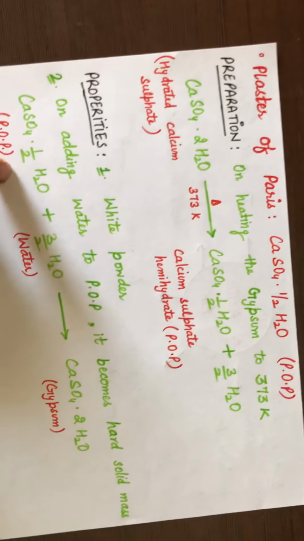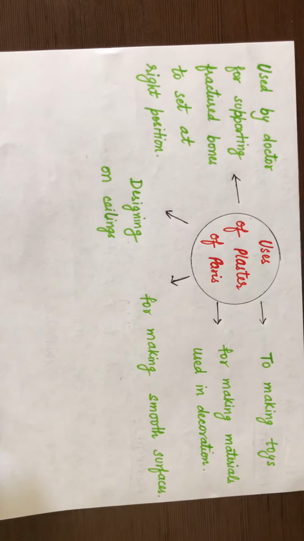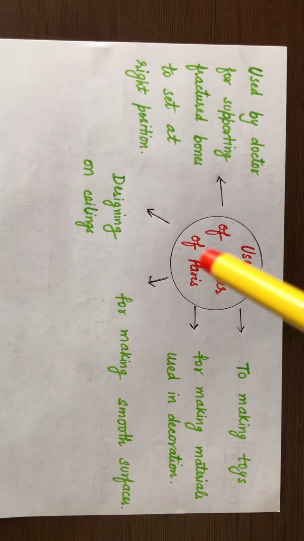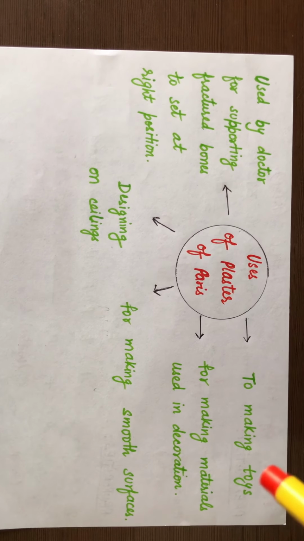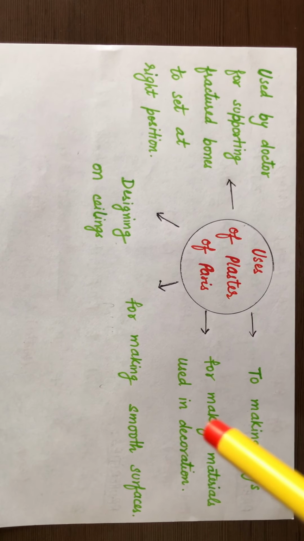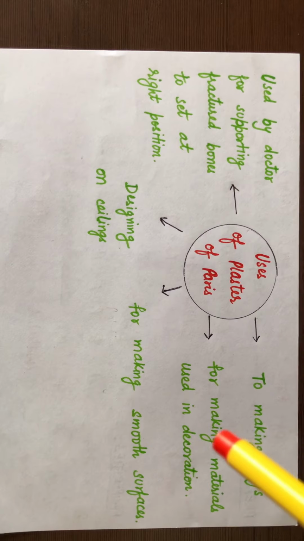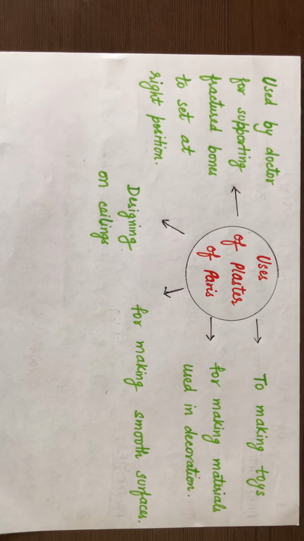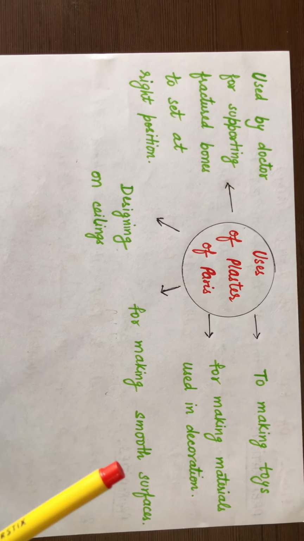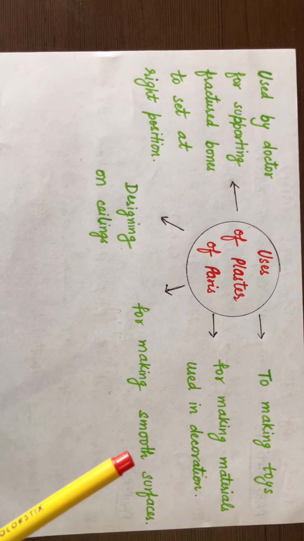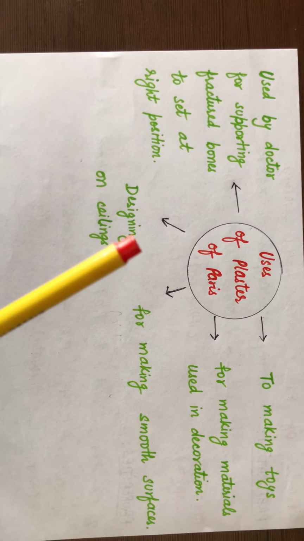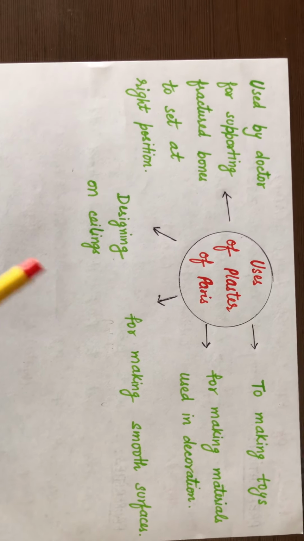Now what are the uses of plaster of Paris? There are a lot of applications. First one is, it is used for making toys. It is also used for making materials which are further used for decorations in homes, hotels, etc. And the important use of this POP is for making smooth surfaces or protecting walls or ceilings from water, etc. And it is also used for designing walls or ceilings.